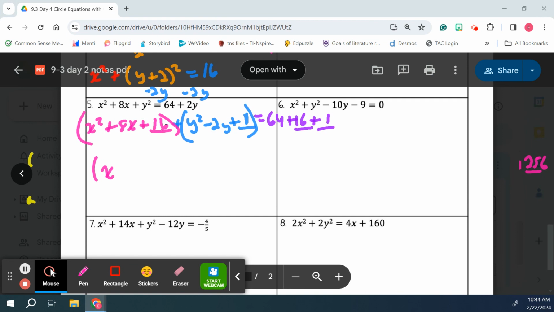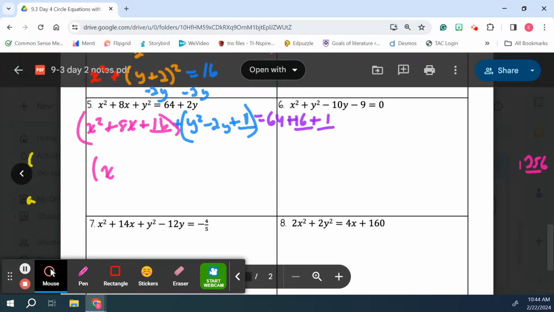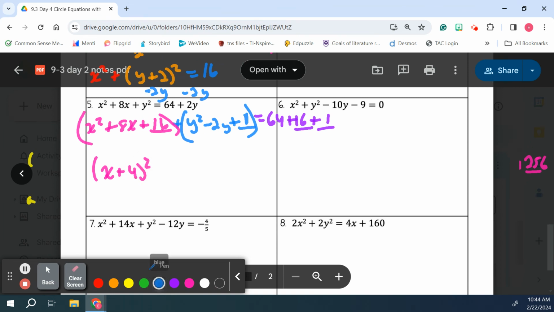What's the square root of 16? No, the square root. 4. So this is going to be x plus 4 squared. And then we have the y. Who can give me the binomial for the y, Samira?